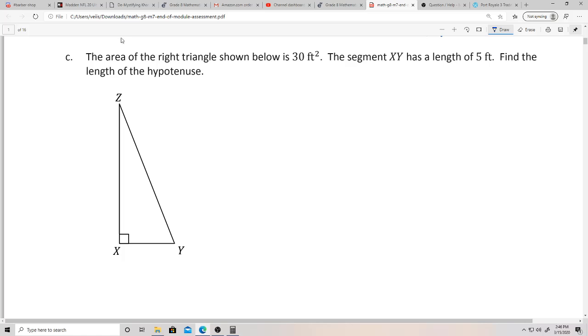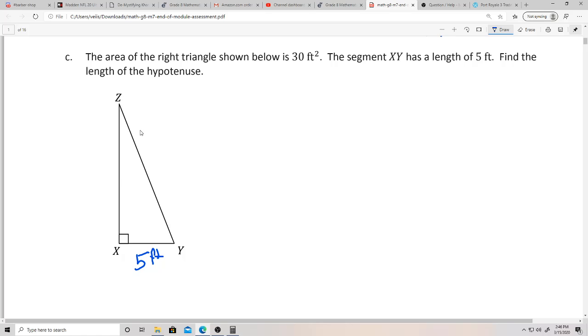All right. The area of the right triangle is shown below, 30 feet squared. The segment XY has a length of 5 foot, right? Pro tip: as we read the problem, let's come down right here and label that 5 foot. Find the length of the hypotenuse.